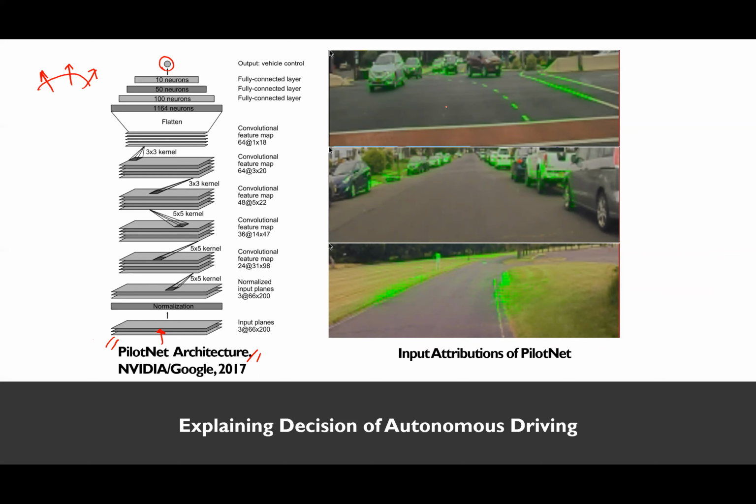When the steering wheel turns left, the input attribution method finds the car and the road, which is tilted to the left. When PilotNet decides to go straight, this area contributes to going straight. And when PilotNet decides to turn right, the area that contributes is this area. So this is a reasonable result.